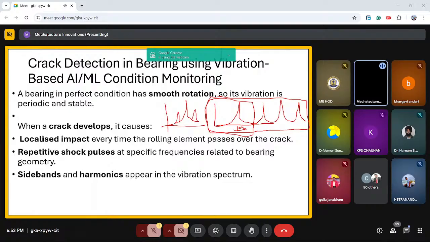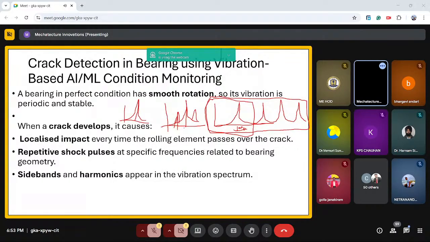Previously there will be one peak. This is the healthy one. For example, this is the healthy signal coming at 1000 RPM. That peak would be coming here at 1000 RPM. But here the same peak will be at 1000 RPM, but beside it there will be two more small peaks.